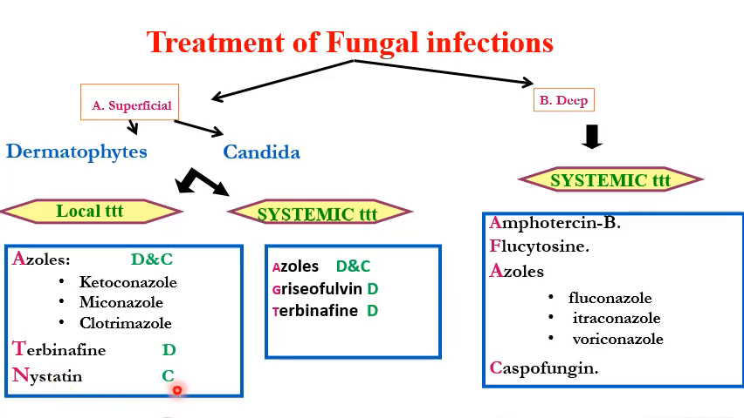So if we need to treat candidal infection, we can use nystatin topically or azoles systemically. When we want to eradicate the dermatophyte, we can use azoles systemically, terbinafine and griseofulvin systemically, and also terbinafine and azoles topically. So all these drugs are for tinea. Only nystatin is for candida, and the azoles are broad spectrum.